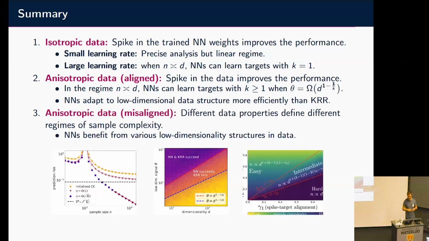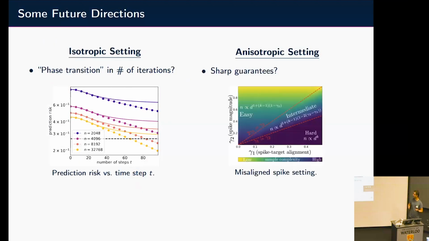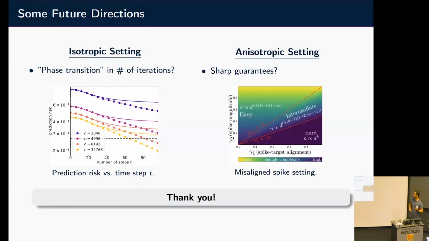And lastly, we looked at the misaligned setting, where it's not the idealized setting now, and we also are not in the proportional regime anymore, but we can actually define three different regimes of sample complexity depending on how the alignment and the spike magnitude interact with each other. So with that, I'll leave this to open questions here and conclude.